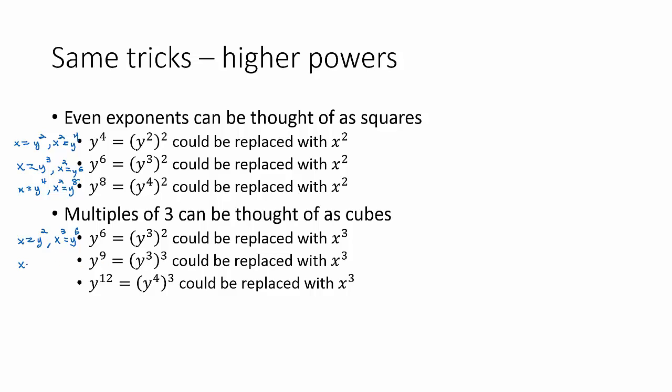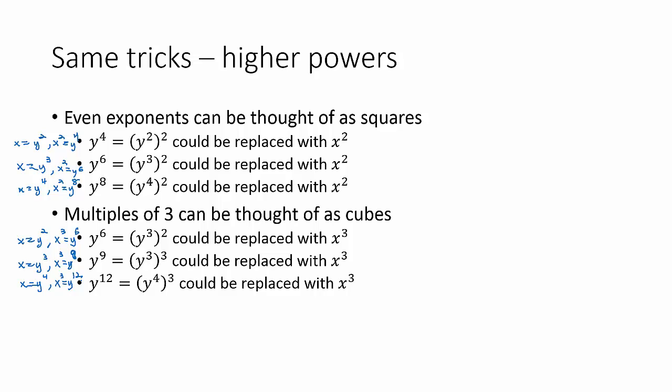With y to the 9th, we can say x is equal to y to 1/3 of the power. 9 divided by 3 is 3. Then x cubed is equal to y to the 9th. 3 times 3 is 9. With y to the 12th, we could say x is equal to y to 1/3 of that power. 12 divided by 3 is 4. And then the x cubed would be equal to y to the 12th.